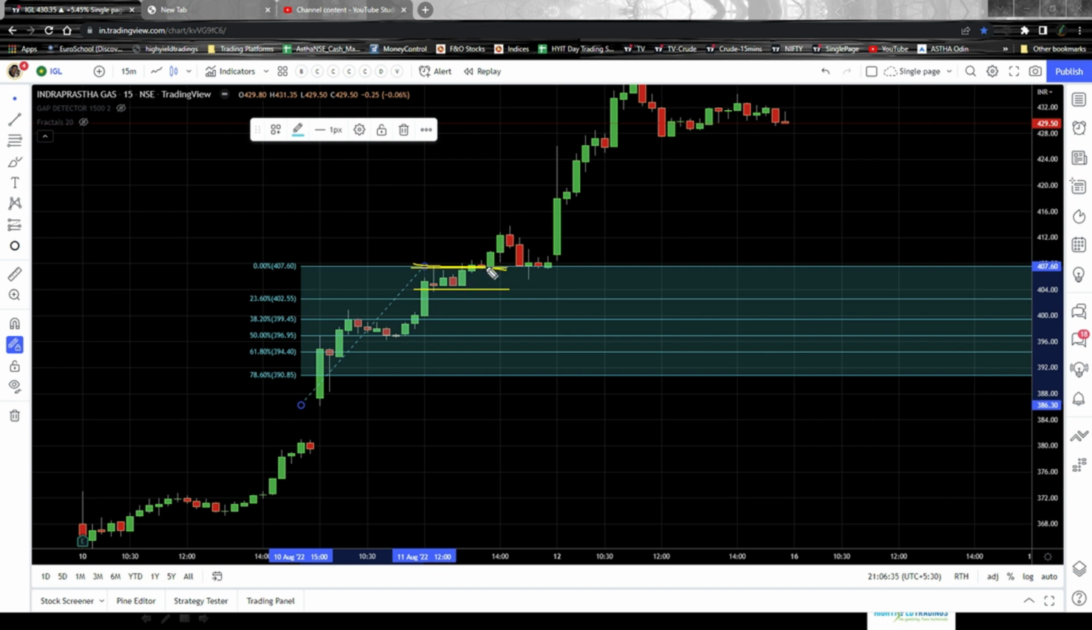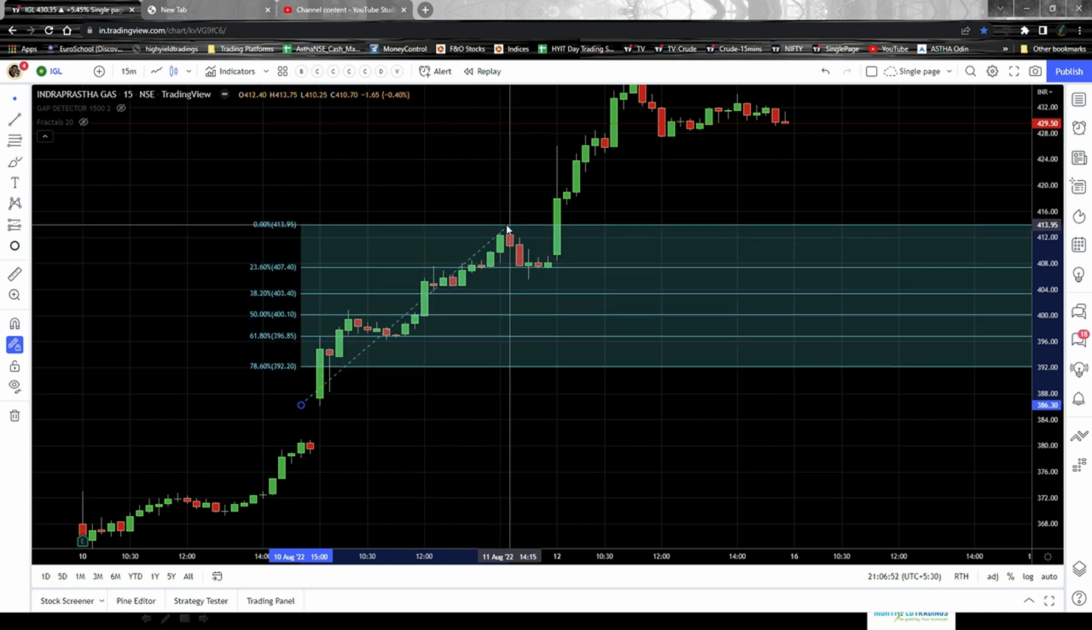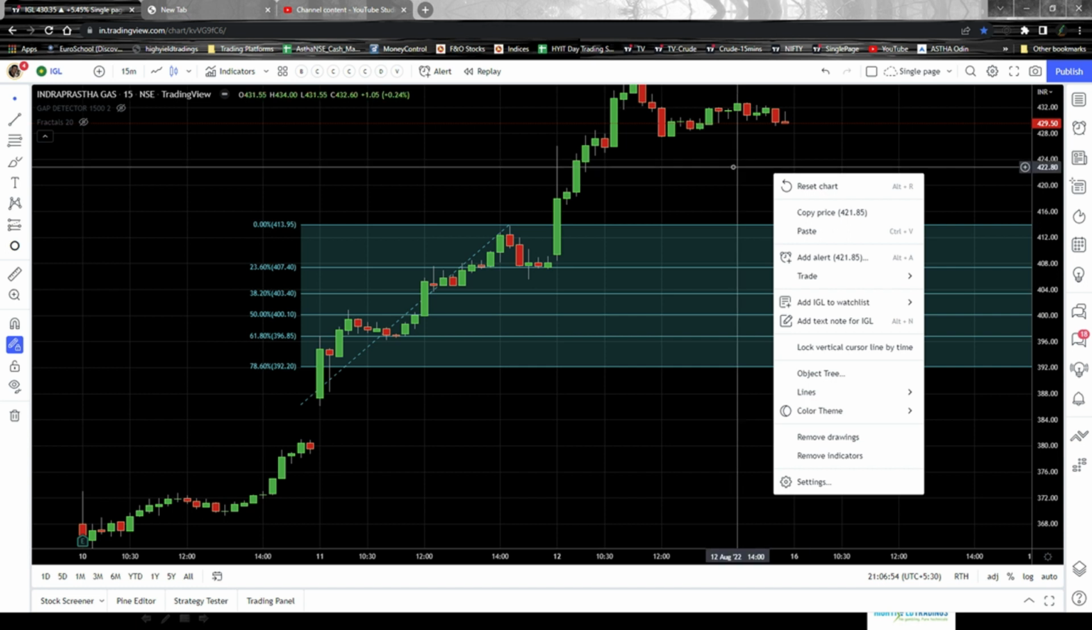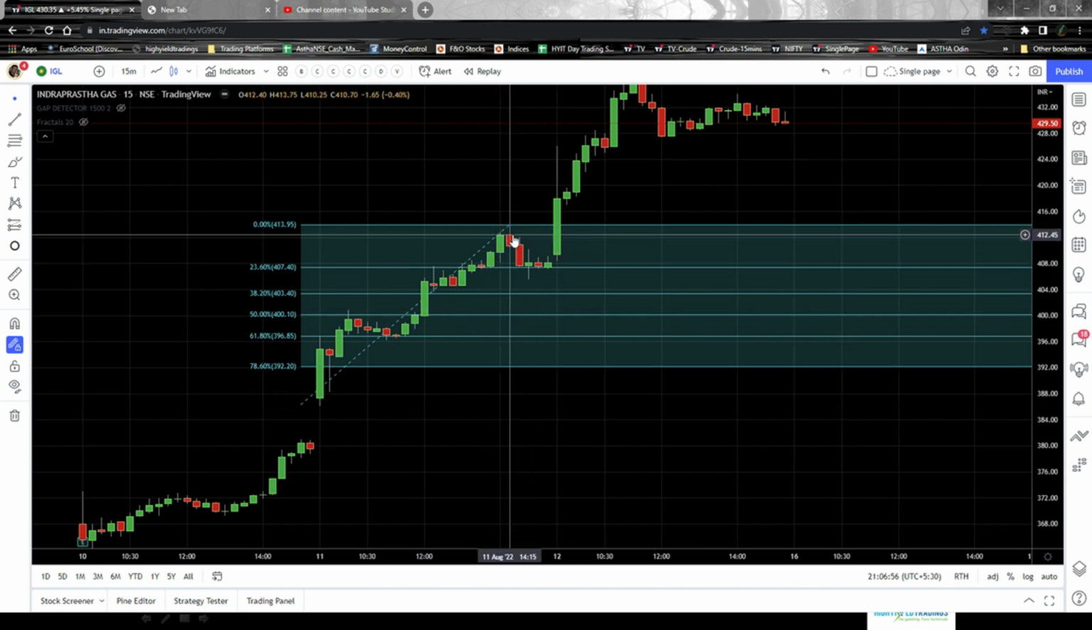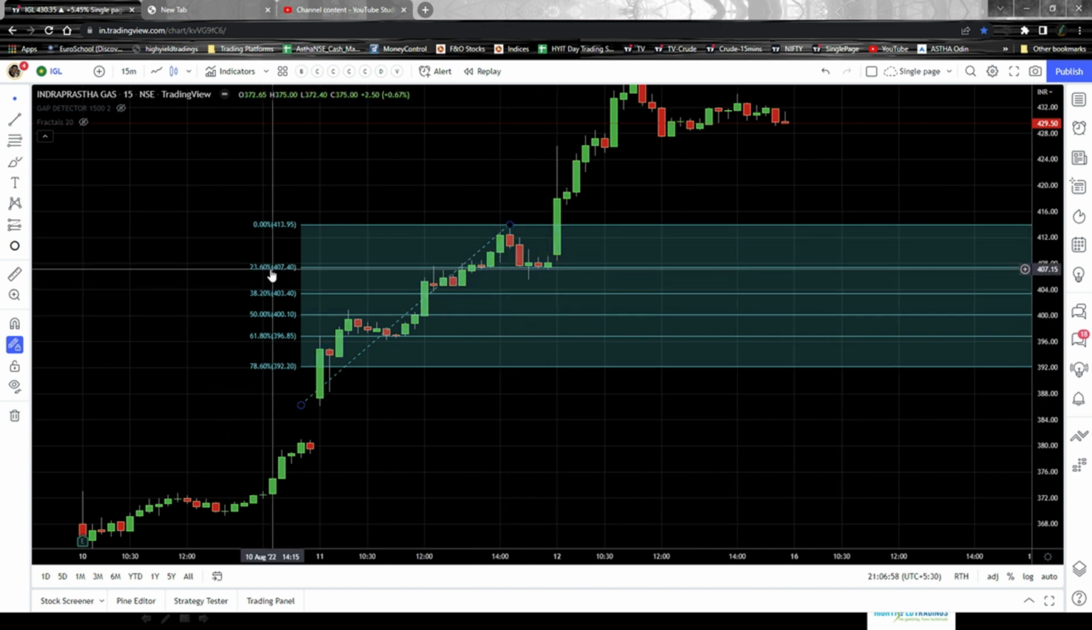So you have to again wait for that up move to finish, and then when again you get a couple of red candles, then again you extend the Fibonacci, right? So what is the point for the next Fibonacci to be drawn? This candle's high, right? So extend your Fibonacci till the recent day's high, and what do you see here? Again, it is taking a beautiful support at the 23.6% level and it moved up again.